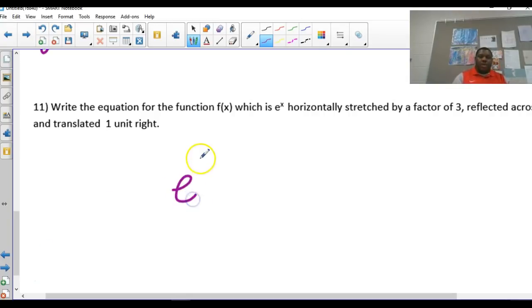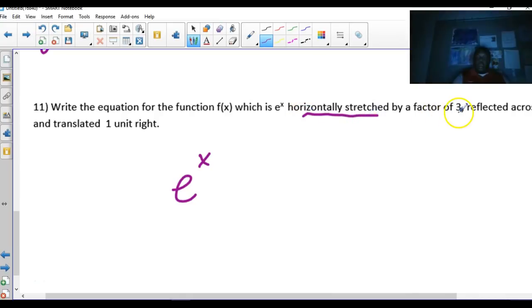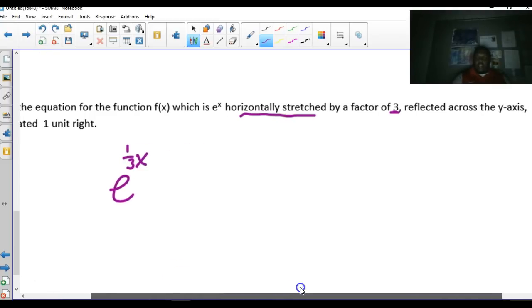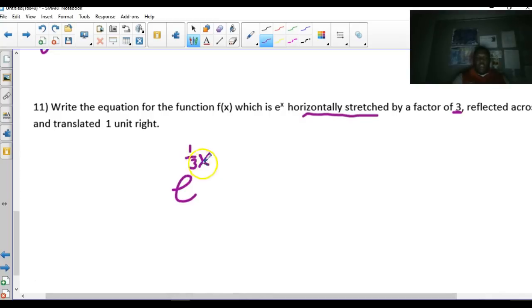So here's the parent function. We're going to horizontally stretch it by a factor of 3. Remember, again, horizontal stretch by 3, you need the reciprocal. So the reciprocal of 3 is 1/3, and we're going to multiply that directly to our exponent. And then we're going to reflect it across the y-axis. If I want to reflect across the y-axis, remember, you multiply the x by a negative. So that tells me reflect across the y-axis.